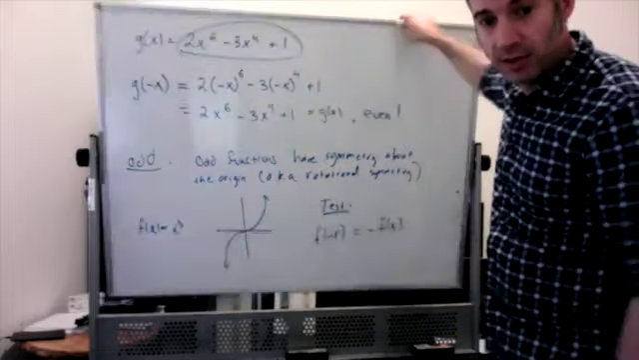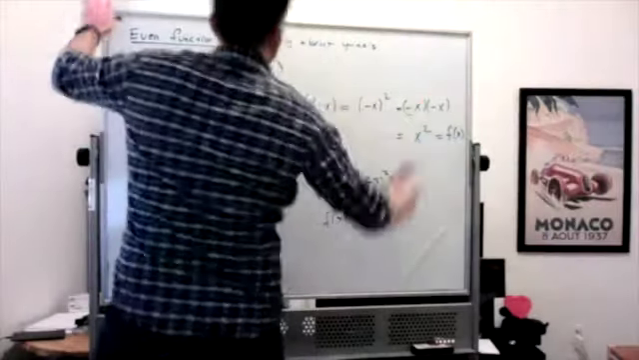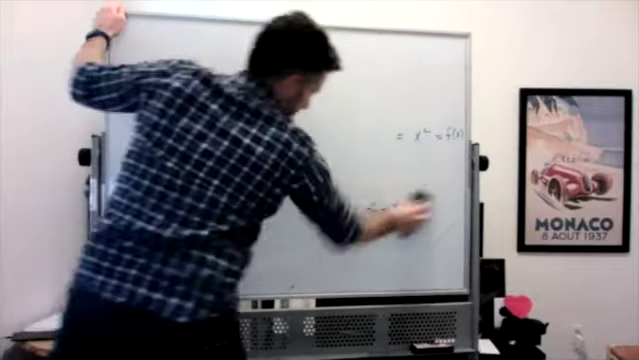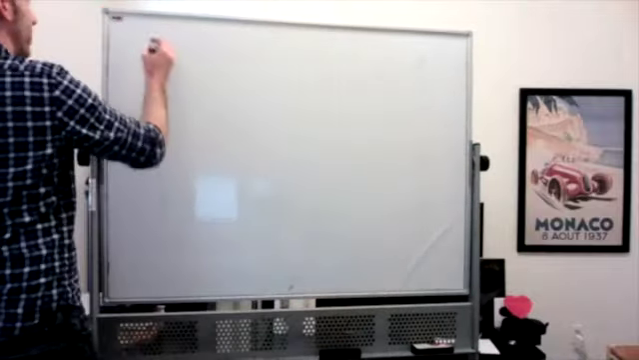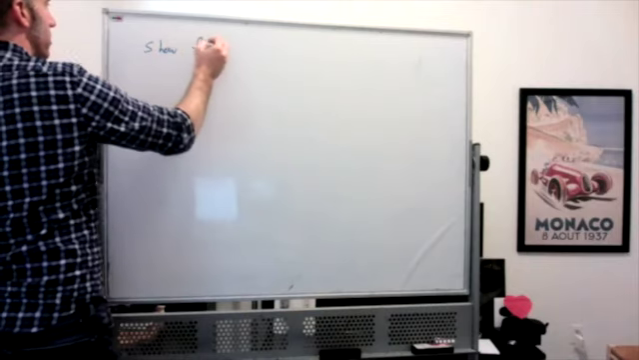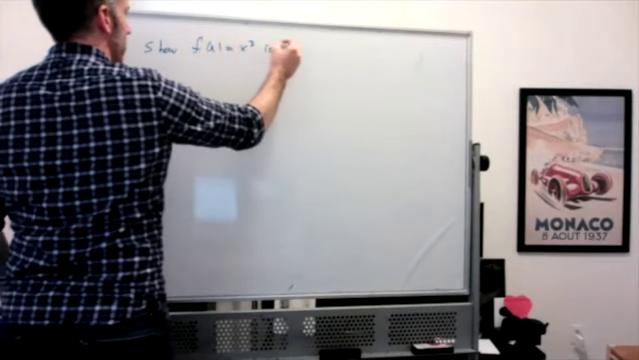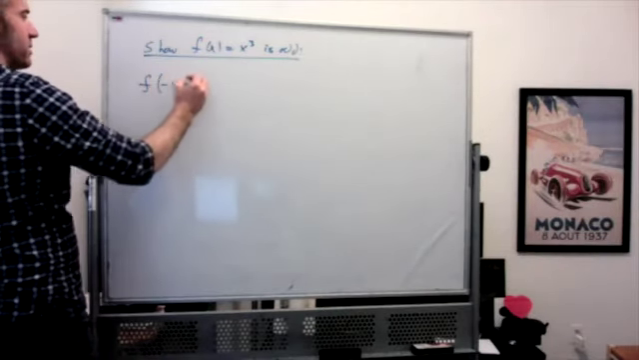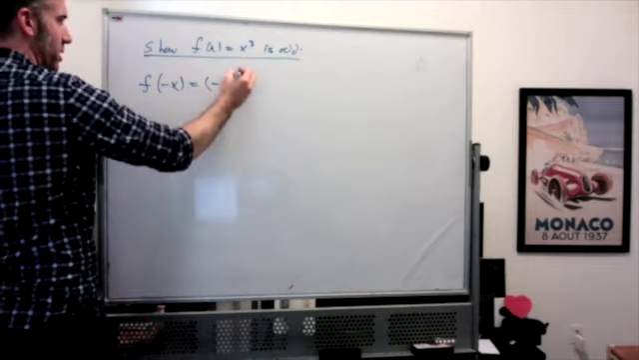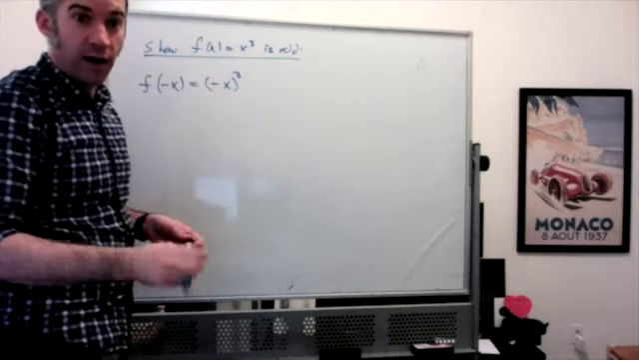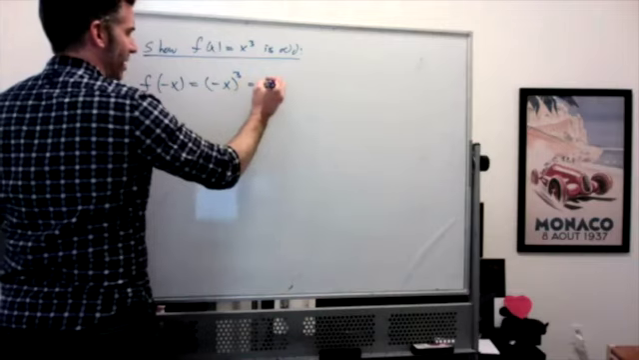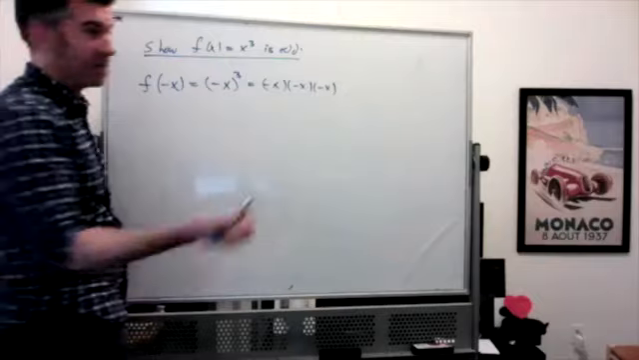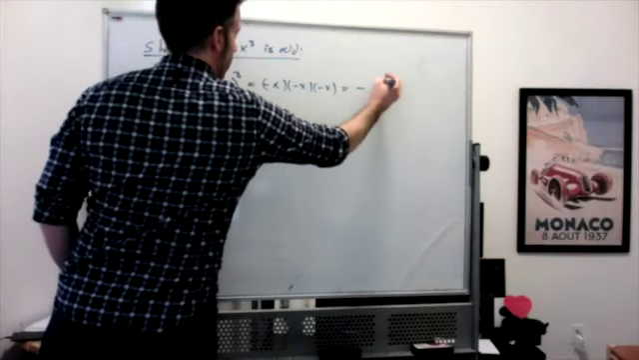So a couple of examples. To show that f of x equals x cubed is odd, without using a graph, we would say, okay, well, f of negative x is negative x quantity cubed. And when you have a negative thing to an odd power, it ends up staying negative. You can also write it out, although you don't have to. It's negative x times negative x times negative x, which is negative x cubed.